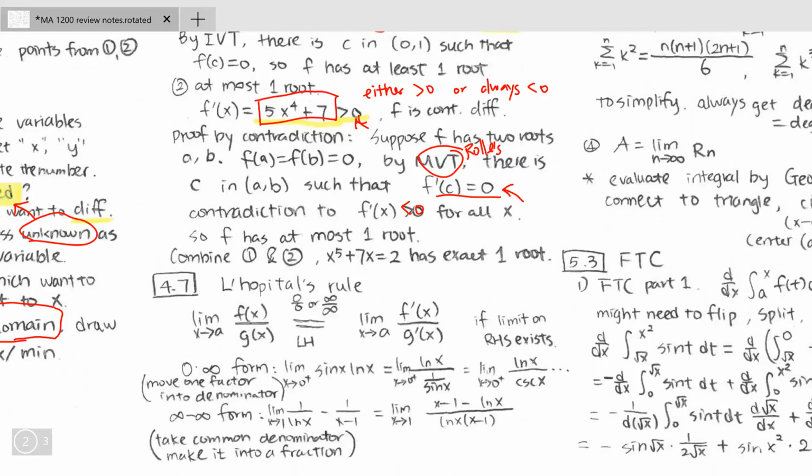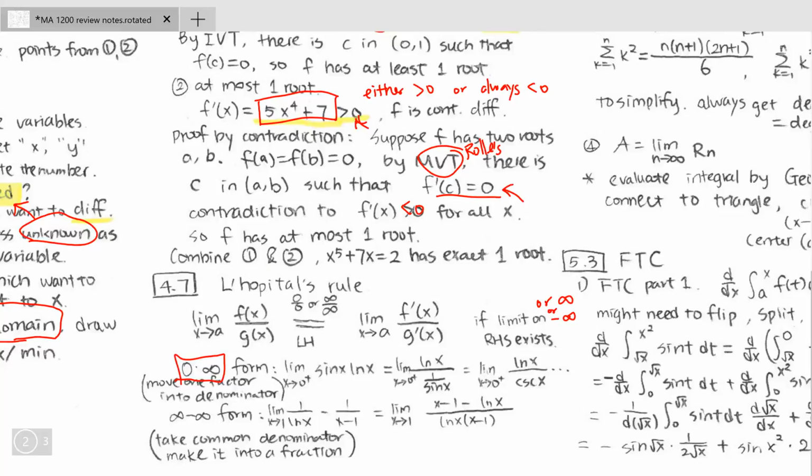Okay, 4.7, L'Hopital's rule. L'Hopital's rule tells us that if we have a quotient, and if we get 0 over 0 or infinity over infinity, then we can use L'Hopital's rule, and that is the limit of the derivative of the numerator over the derivative of the denominator, if the limit on the right hand side exists, or it could be infinity or minus infinity. So we have the indeterminate forms 0 over 0, infinity over infinity, and 0 times infinity.